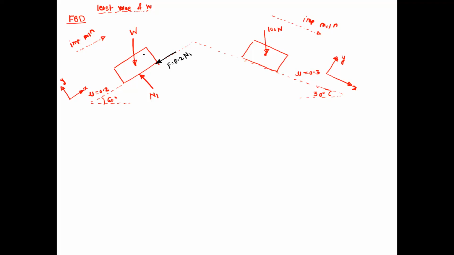Okay. And both these blocks are connected to each other by a cable. So there will be a common tension. For the block W, the tension will be directed away. So this is the tension T and it is parallel to this surface. Similarly, this tension is the same for the second block. For the block 100 Newton, this tension T will be directed away from that block and it is parallel to the inclined surface. Then for 100 Newton, this is the normal reaction which is offered by the inclined surface. Take this value as N2.